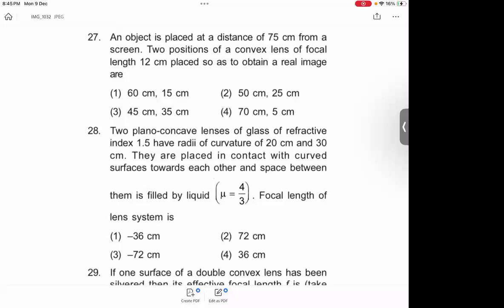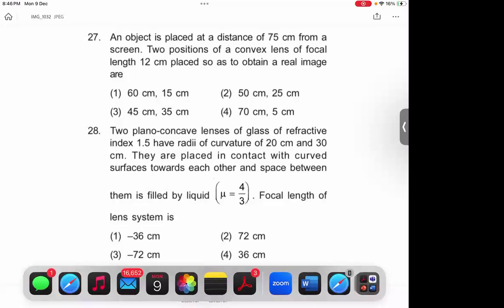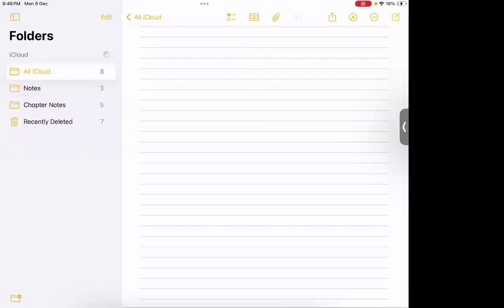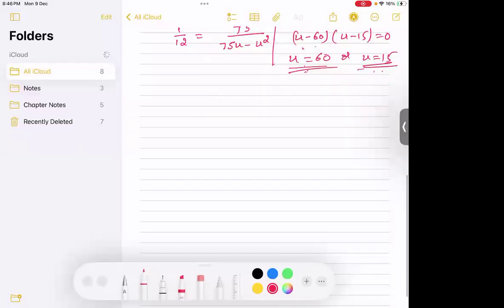Students, let me write the diagram for you first. Which type of lens is it? Concave lens. Plano concave lens. What is the radius of curvature? One is 20, the other one is 30. Remember that? Refractive index is 1.5. Let me write it here. Two lenses they have given, right?